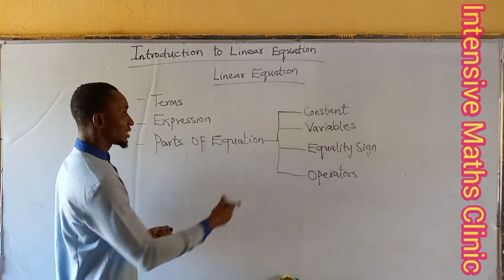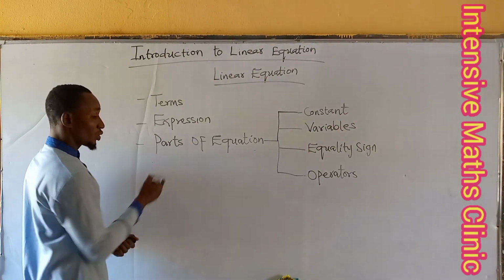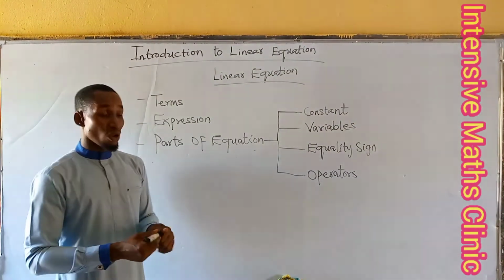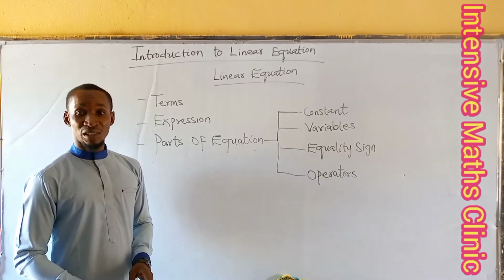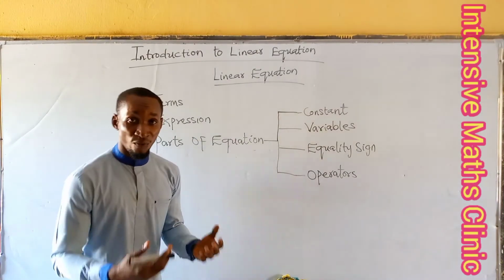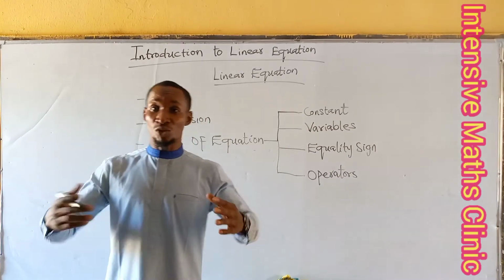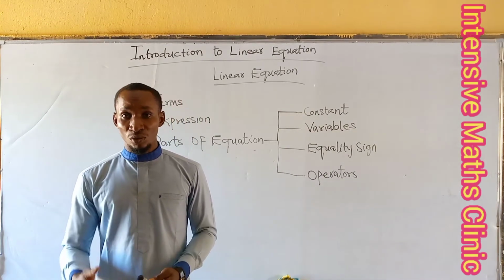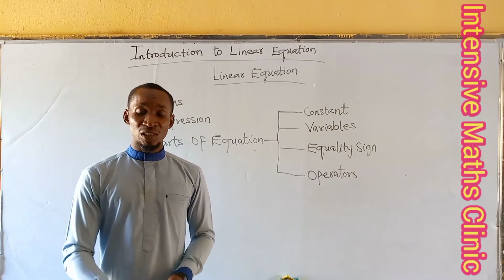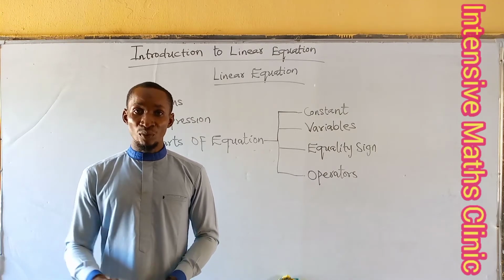So let's consider this part of equation. When we talk about constant, it means a number. A number. What do I mean by that? 1, 2, 3, 4, 5, 6, 7, and so on. They are all constants. It is constant because that range of numbers remains the same everywhere in the world.